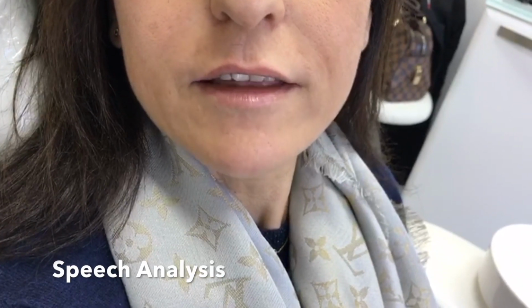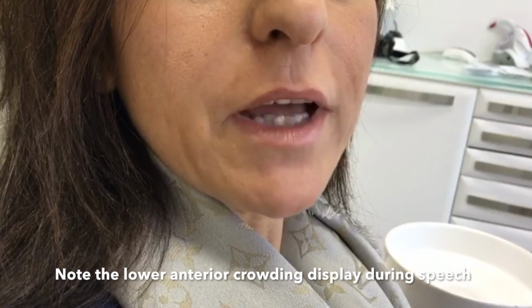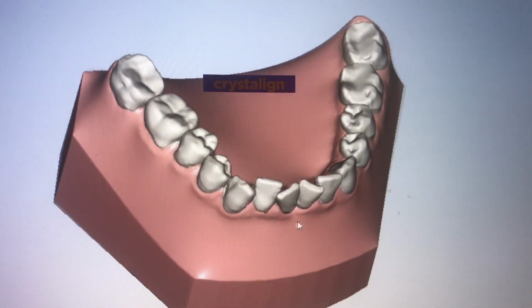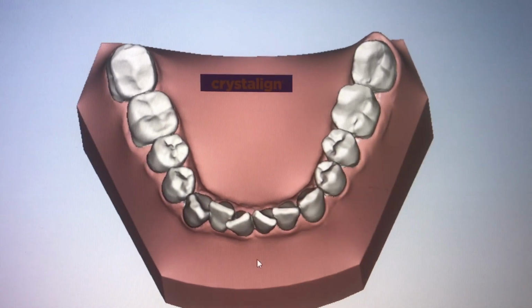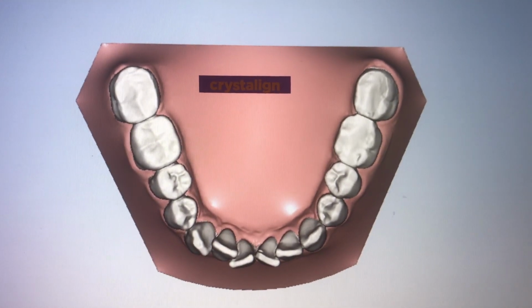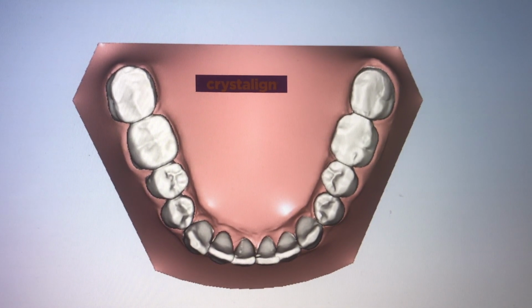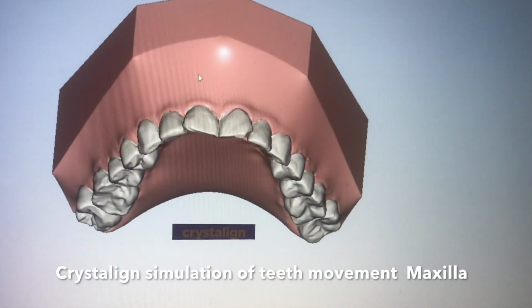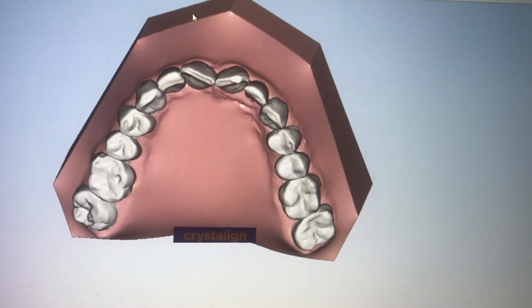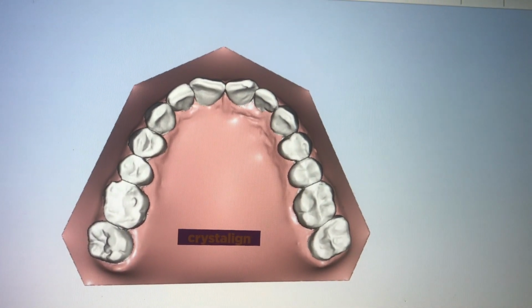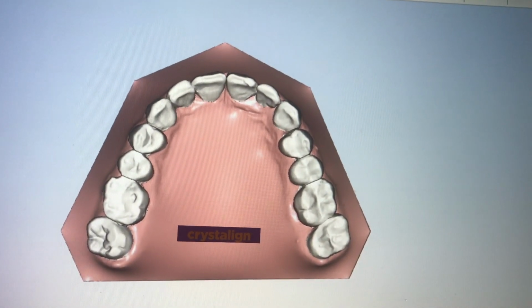We then proceeded, before any kind of prosthetic rehabilitation, to assess the crowding she has, notably displayable here in the speech analysis. Prior to any orthodontic movement, we do a simulation with the crystalline simulation program. This is the lower anterior teeth simulation of the alignment. Clearly see here. Same in the upper jaw, the maxilla, the simulation of the movement of the teeth. We have a minor crowding, and this could be very easily solved with the aligner system.